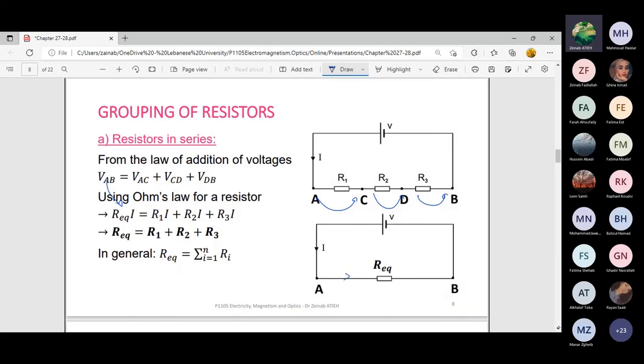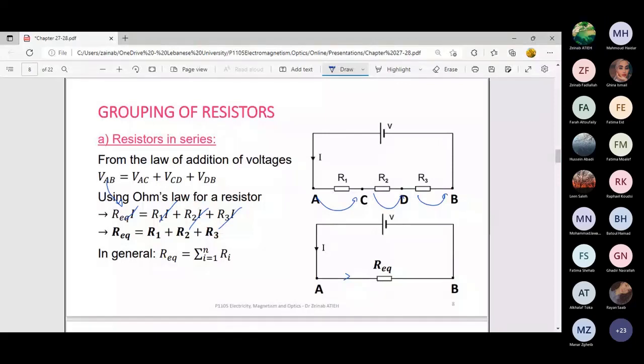You can see it's I main. VAC is R1I. VCD is R2I. VDB is R3I. So get rid of I, or divide the whole line by I. We will get R equivalent equals R1 plus R2 plus R3. So in series we add resistances. That's it. In series we add the resistances.